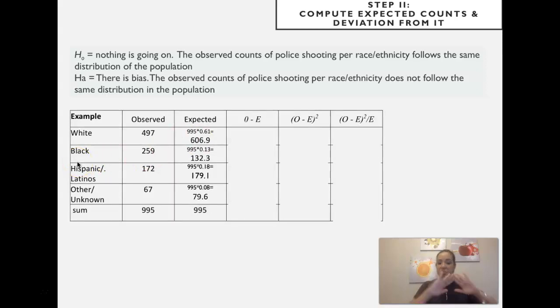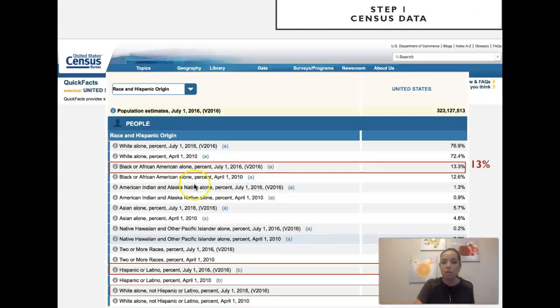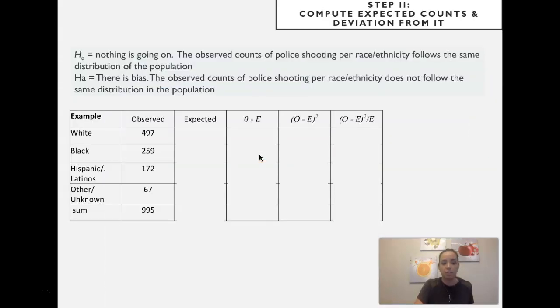We would expect, based on random processes alone, that 132 black individuals would be shot, 179 Hispanic/Latino individuals would be shot, and 80 individuals of other or unknown races would have been shot, right? So we're using the 61%, 13%, 18%, and 8% that we got in the census data to compute these things. So we have the total number of shootings, and we multiply that by the proportions of white, black, Hispanic/Latinos, and other/unknowns.